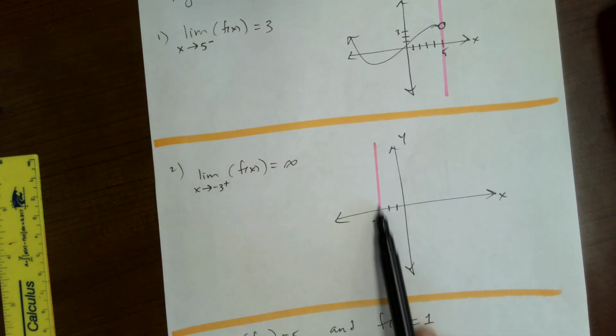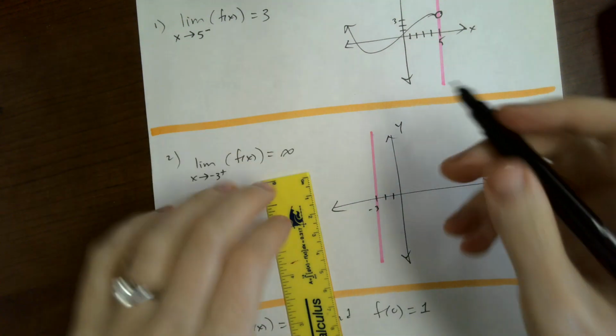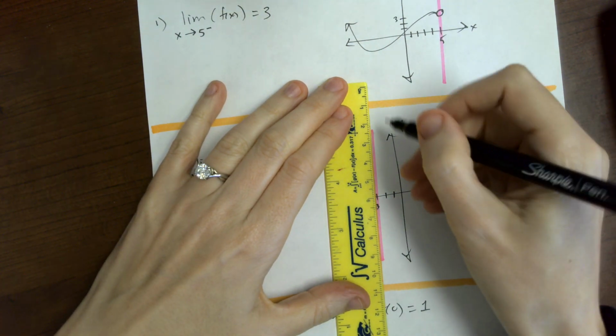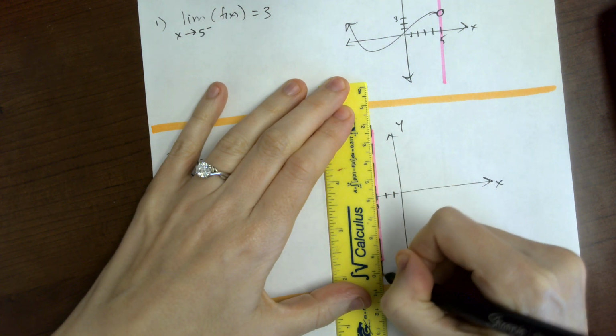So very close to this wall, this wall is going to be an asymptote, actually. If you never hit the wall, it's going to be an asymptote. So since this is an asymptote, I want to draw a dotted line.